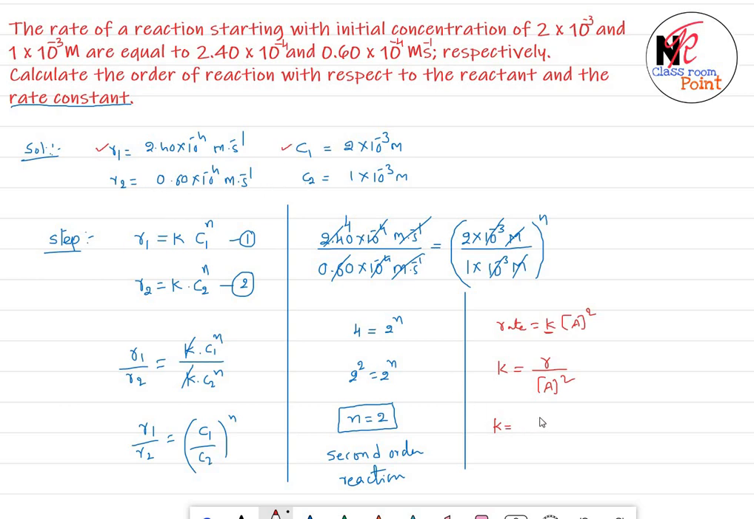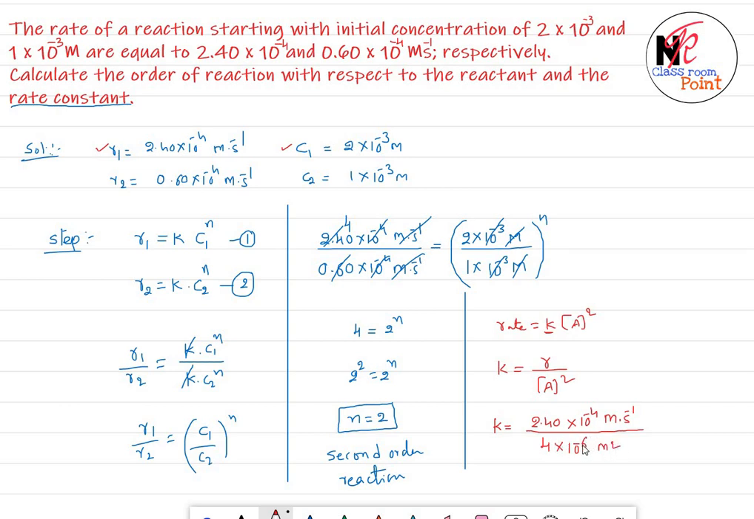So the first rate value is 2.40 into 10 power minus 4 molarity per second, divided by the concentration of A, the concentration of reactant, squared. So this has to be squared. When it is squared, 2 squared means 4, 10 power minus 3 squared becomes 10 power minus 6, and molarity squared. So I'll write the direct value: 4 into 10 power minus 6 molarity squared.